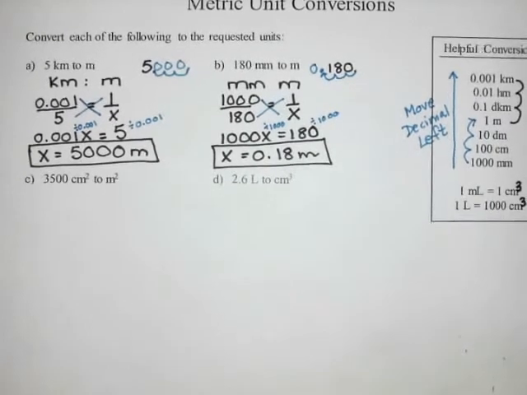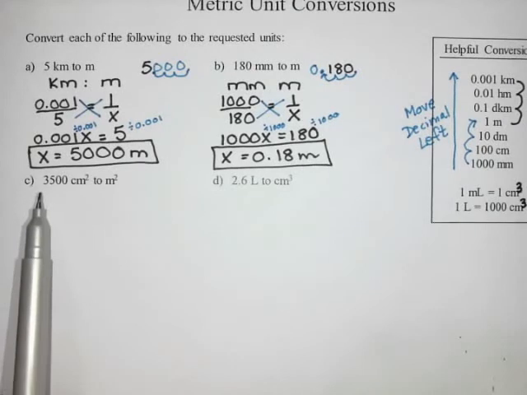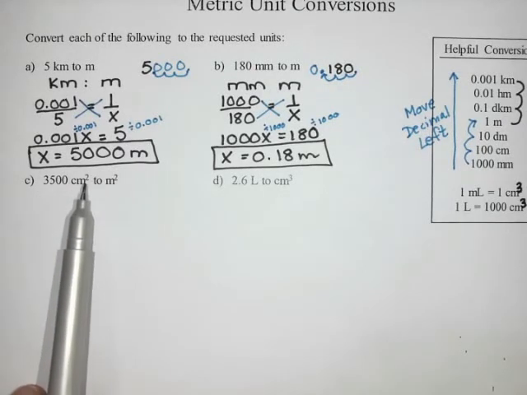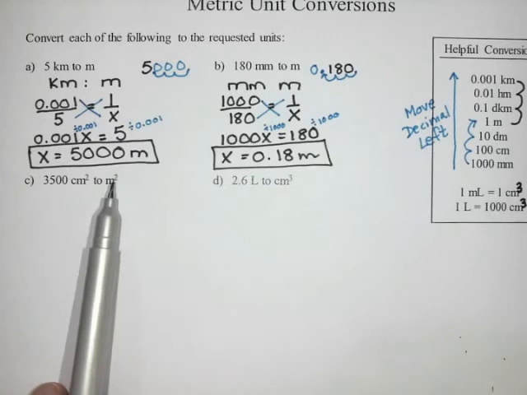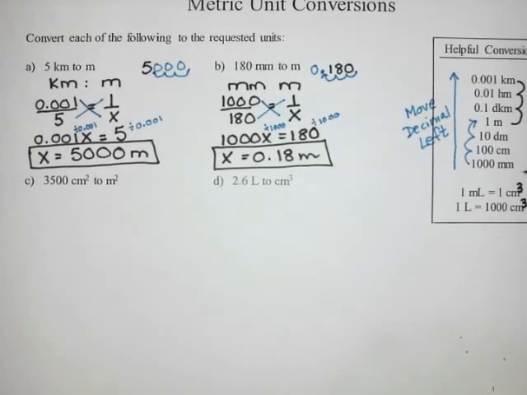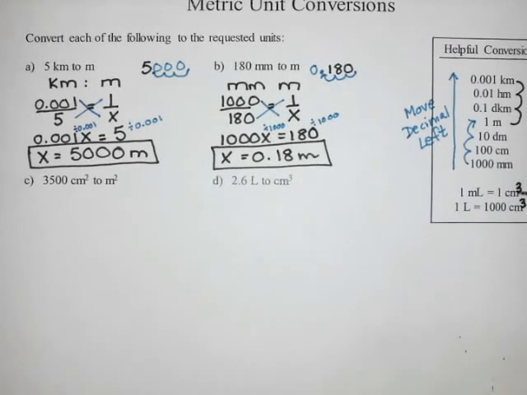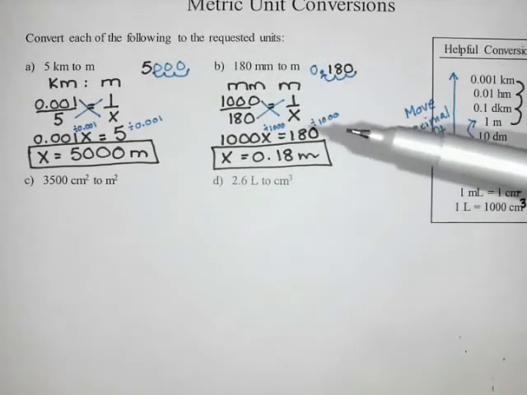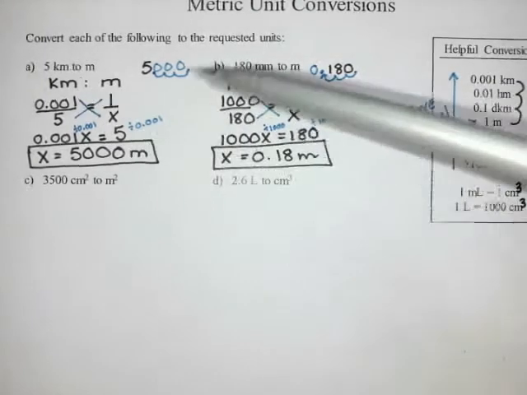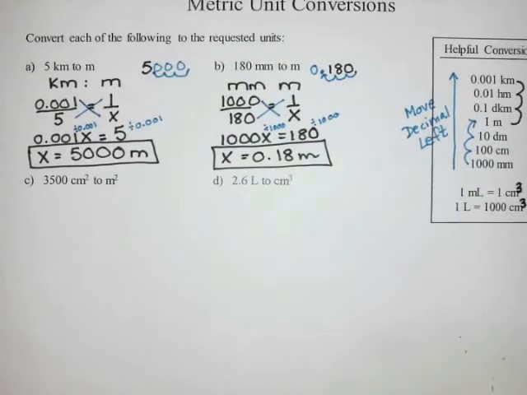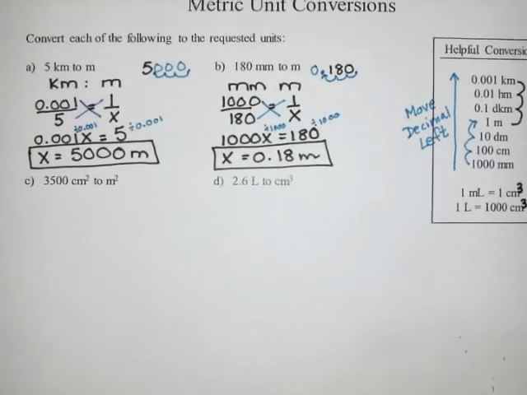So the next two questions are a little trickier. The first one says we have 3,500 centimeters squared to meters squared. So because I'm doing a conversion, I only have them listed as the regular units. I don't have them listed as square units. So because it's squared, that means you have to do the conversion twice. So if I was doing the ratio, I would have to change my conversion factors by squaring them. But if I'm using this shortcut, it just means I'm going to move the decimal place twice.